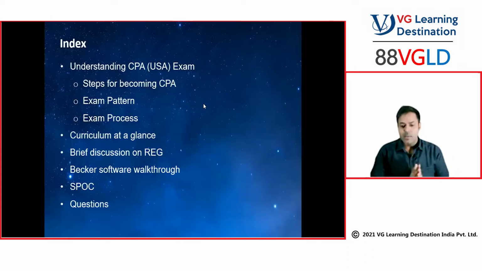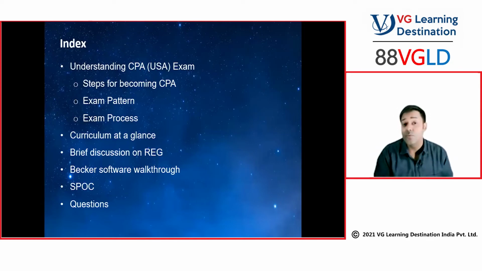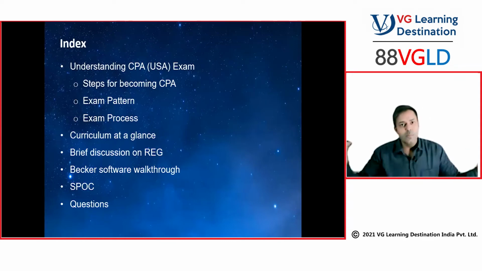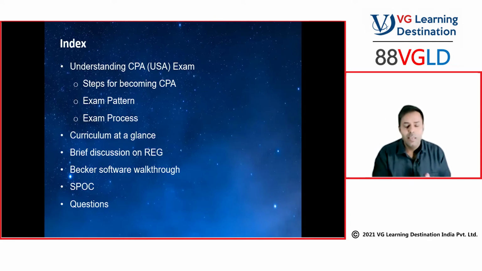Okay, so that's the basic ground we are going to cover today. We'll discuss a bit about the US exam. What is this exam all about? What are the steps for you to become a CPA? Exam pattern, exam process, curriculum. We'll look at all the 4 courses at a glance, and then in particular, I'll discuss the REG. On the Becker software, I will not go into much detail. You have already seen it on your own. If you're facing any problem, please let us know. Lastly, your single point of contact, who will be there in case you face any problem. And lastly, I'll open it up for questions if you have any.